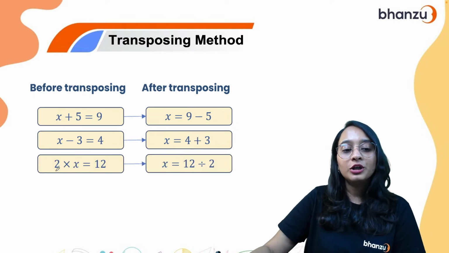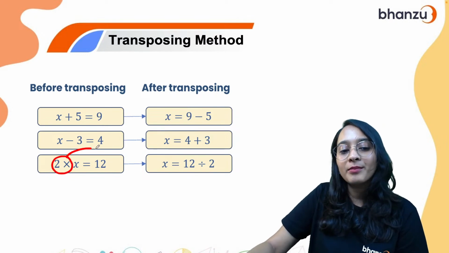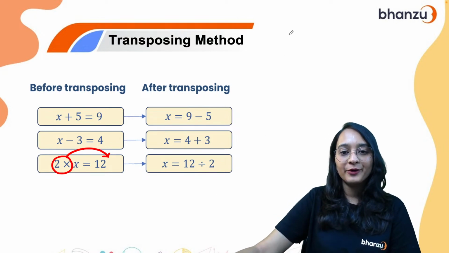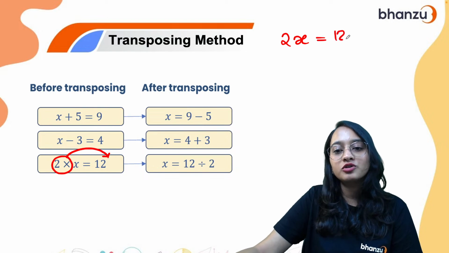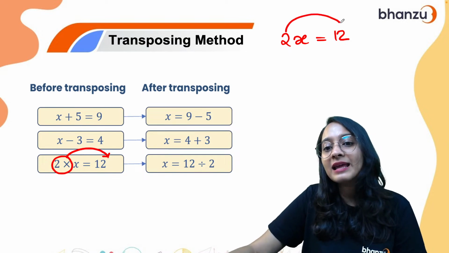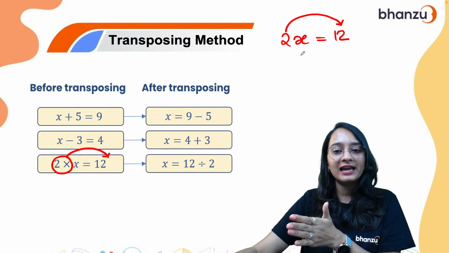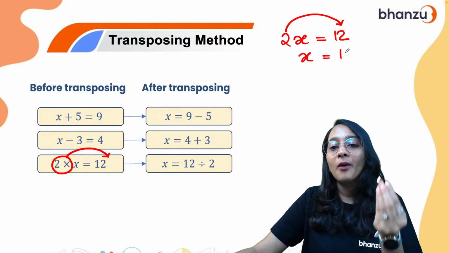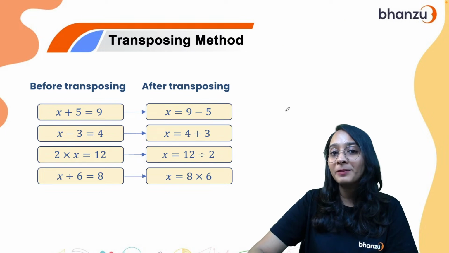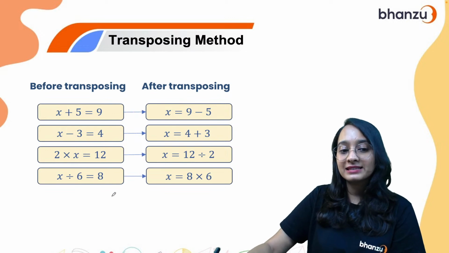Alright. Now, 2 multiplied with x is equal to 12. Multiplication with a number, when you send it to the other side, will become division by that number. 2x is equal to 12. What do I mean by 2x? It's nothing but multiplication. So I am sending this number 2 to the other side. I am transposing it from the left hand side to the right hand side. So the sign will change. Your multiplication will become division. And what will your division become? Multiplication, obviously. So x divided by 6 is equal to 8.